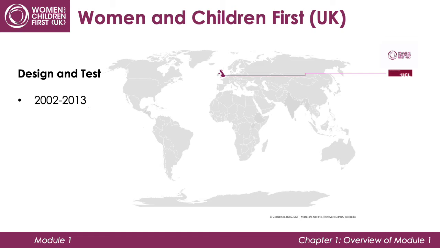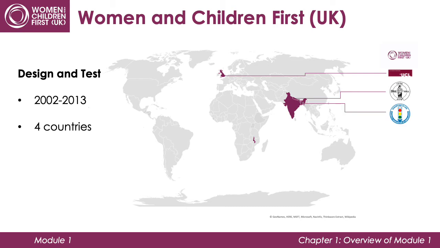Between 2002 and 2013, Women and Children First focused on designing and testing the PLA-MNH approach. This work was done in collaboration with the UCL Institute for Global Health. Together, these partners linked with local organisations in 4 countries and conducted 7 randomised control trials. In Nepal, 1 randomised control trial was conducted in collaboration with MIRA.